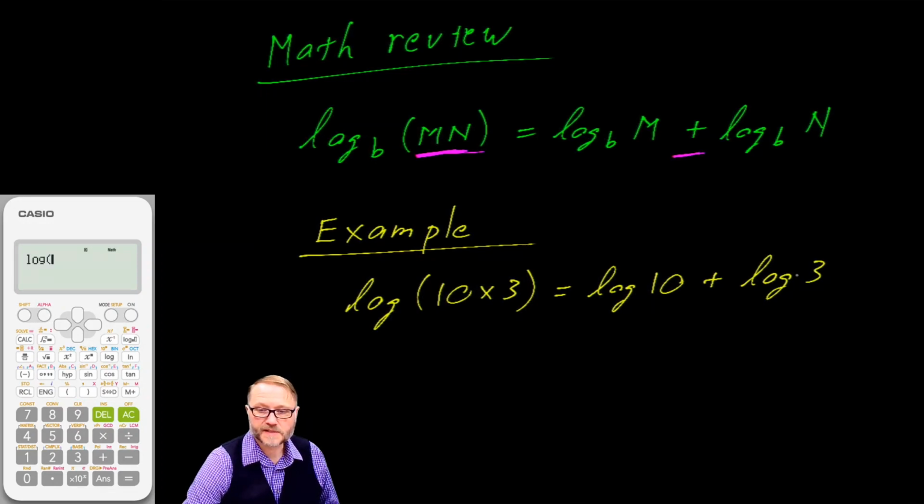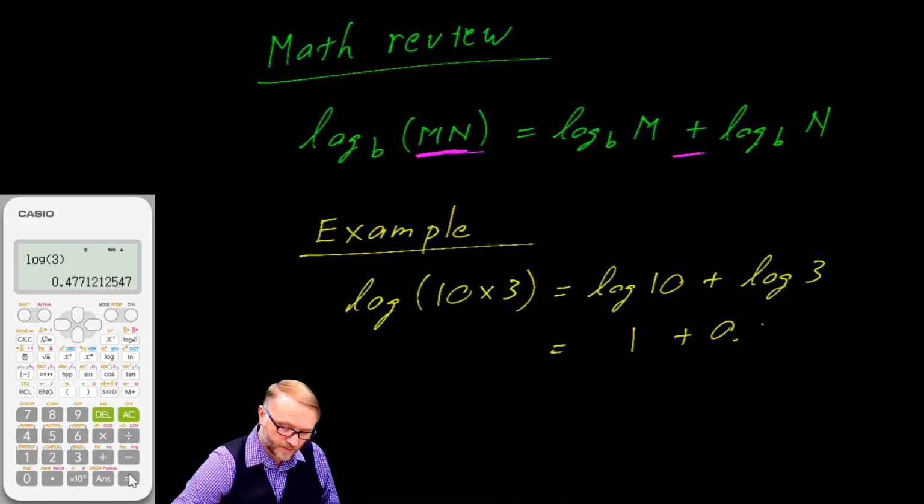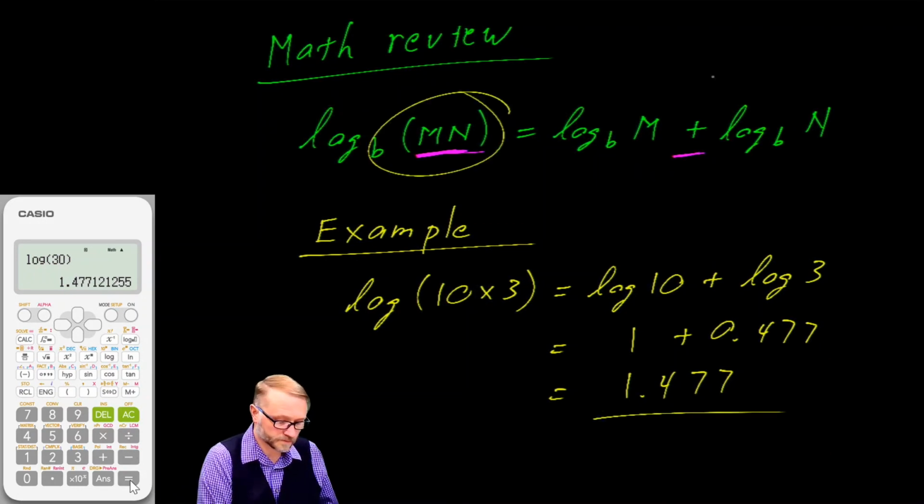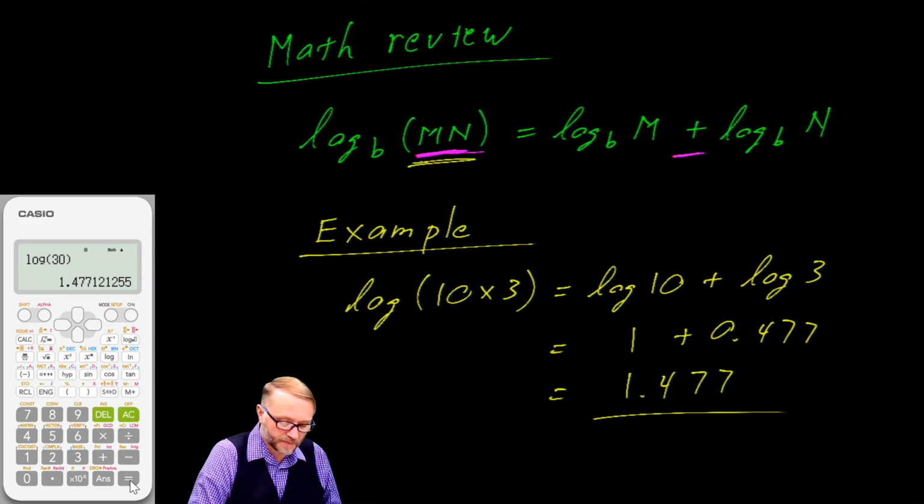Go into the calculator, that's log 10, which should equal 1. So that equals 1 plus log 3, which is 0.477. So together it's 1.477. We could just as easily have said the log of 30. Once again, we find the same answer, 1.477. Once again, a multiplication becomes an addition.